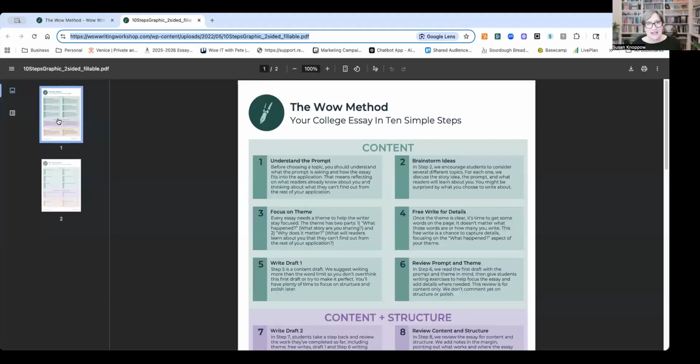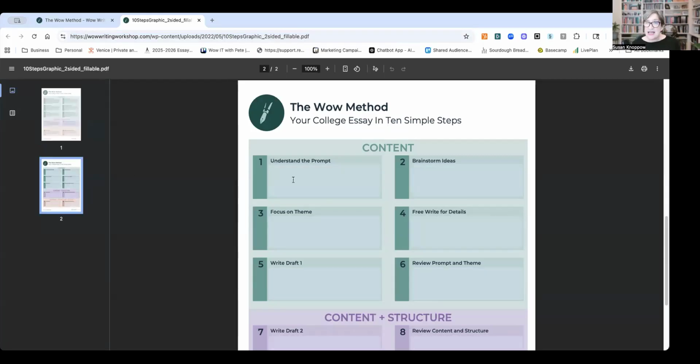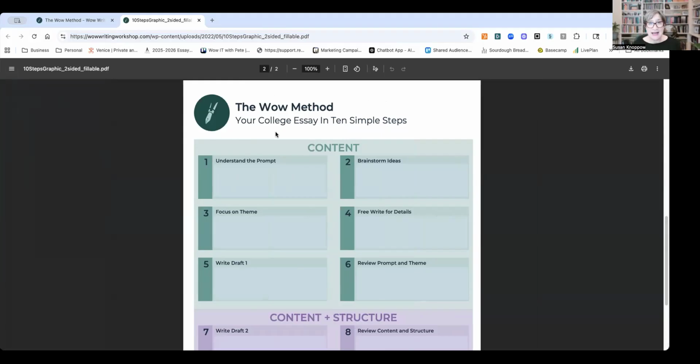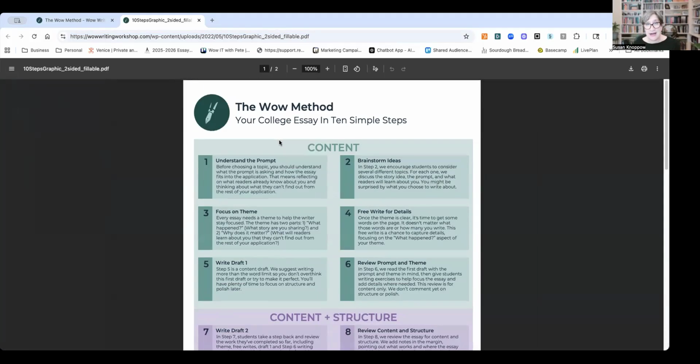So I'm going to put this in the chat. I'm going to put a link to a graphic in the chat if you don't already have it, and I'm going to share it on my screen. This is the 10-step WOW method. The document I just shared with you has 2 pages. The first page has the 10 steps in detail. I'm not going to go through all of them in detail today. The second page is a fillable PDF. You can make notes. You can use it with students. I welcome you to use our handouts.